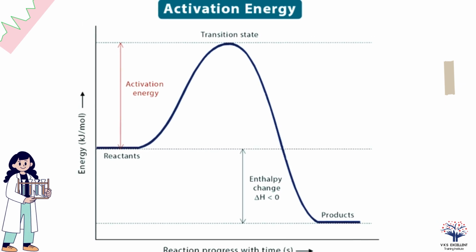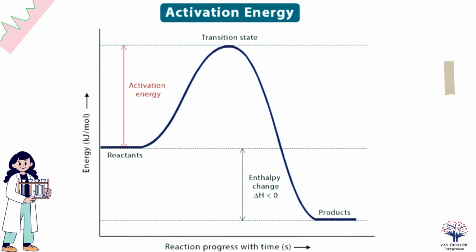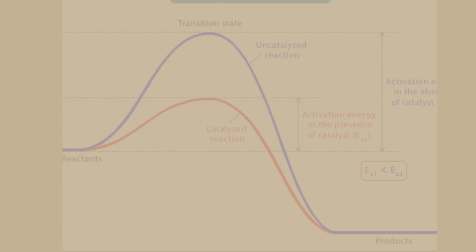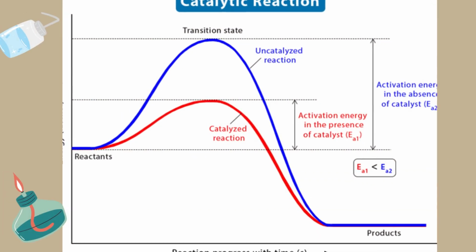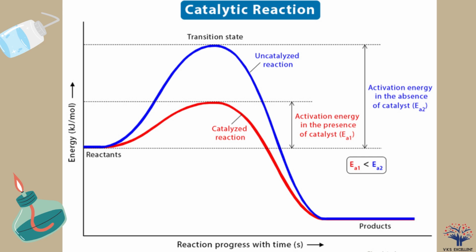Here's the graph of activation energy, which is the minimum amount of energy that must be available to reactants for a chemical reaction to occur. The activation energy of a catalyzed reaction is lower than the activation energy of an uncatalyzed reaction.